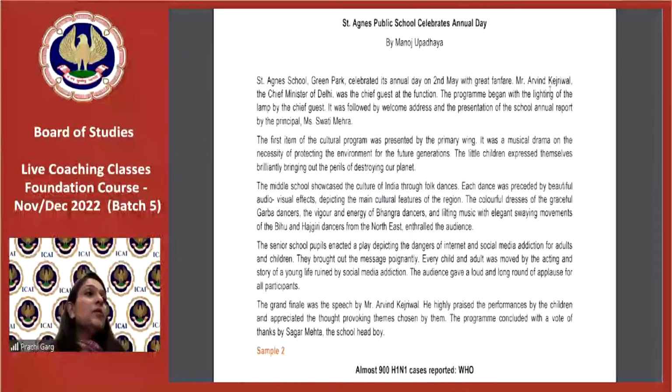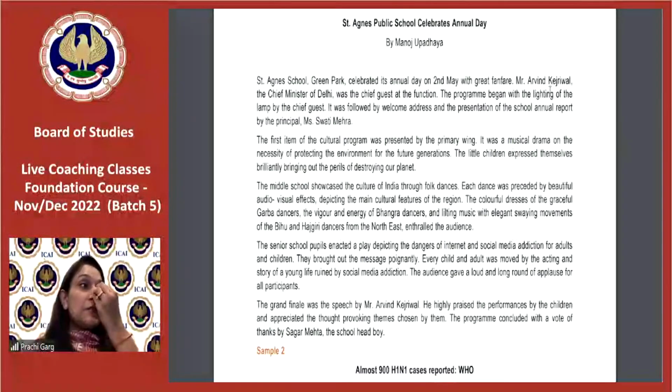Now you see how the sequence of the event is given. It tells you straight away what happened, when it was organized, and who was the chief guest. What happened first? The program began with the lighting of the lamp by the chief guest. Then it started with a welcome address and the presentation of the school annual report.